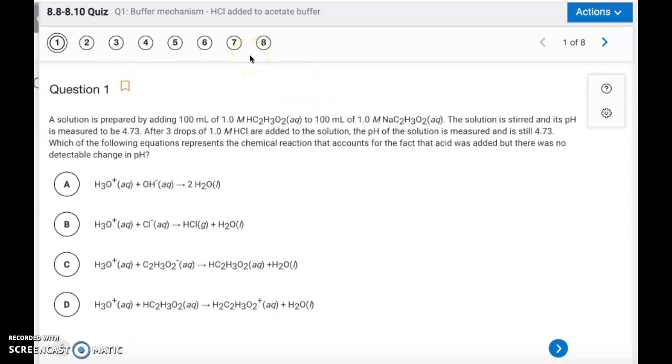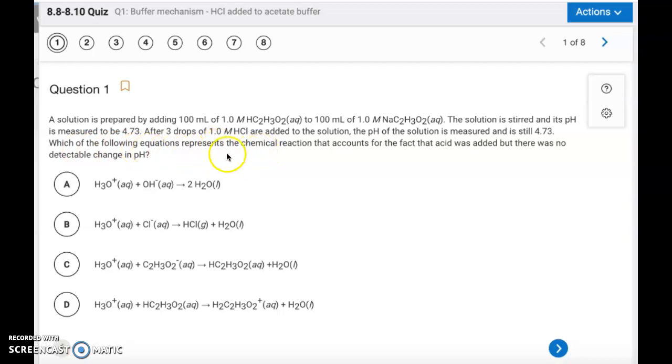All right, so with question number 1, we have a buffer system, and this is the weak acid right here, the HC2H3O2, and the conjugate base is going to be the C2H3O2 ion. The sodium right here is just a spectator. So we have the solution, and the pH is measured to be 4.73. You add hydrochloric acid and the pH remains at 4.73, so we don't get a significant change.